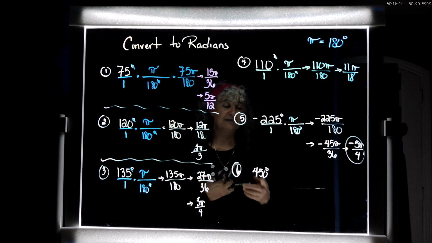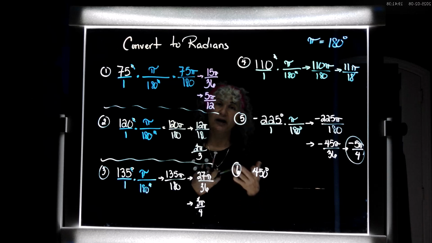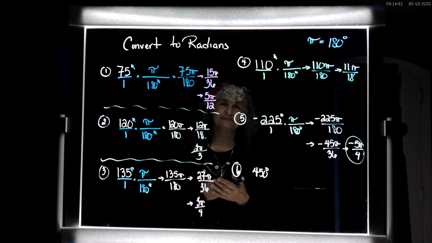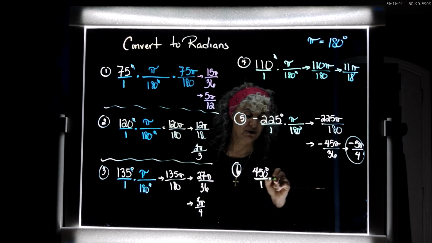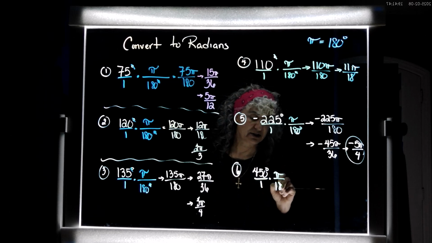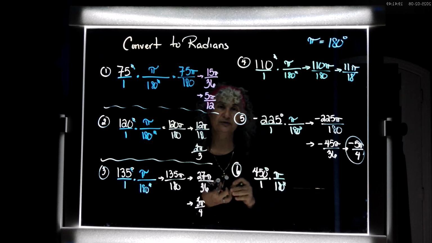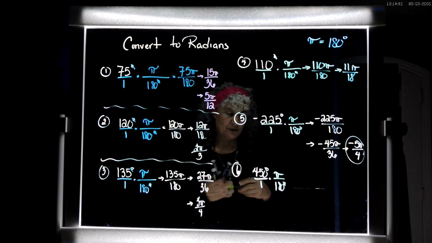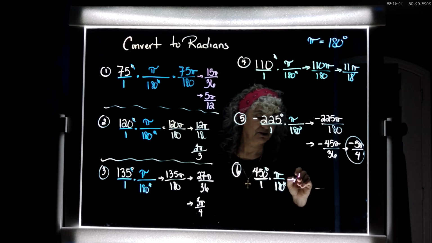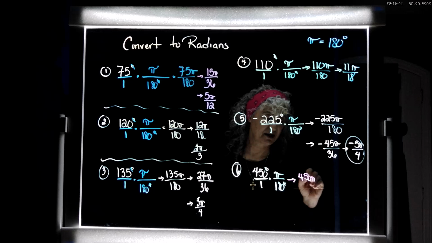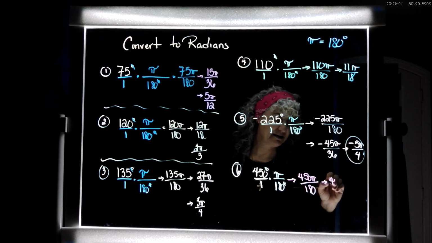Last but not least, did you get it? Well, pause the video if you didn't do it yet. Okay, you must have done it because you started the video again. So over 1, pi over 180 degrees, cancel those out, right? Okay, so let's see. 450 pi over 180, reduced by 10.